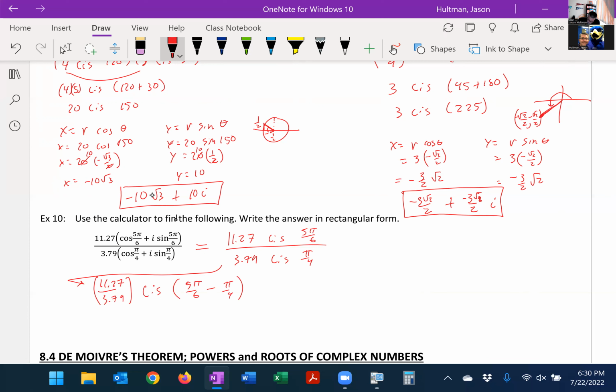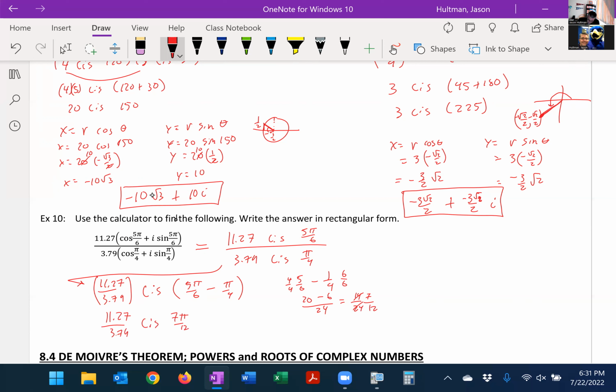What's 5 pi over 6 minus pi over 4? So what's 5/6 minus 1/4? Let's multiply both top and bottom over here by 4, and multiply both top and bottom over here by 6 to get a common denominator. So this is 20 minus 6 over the common denominator 24. 20 minus 6 is 14 over 24. If I reduce, I get 7 over 12. So this should be 7 pi over 12. So 11.27 over 3.79, cis 7 pi over 12.